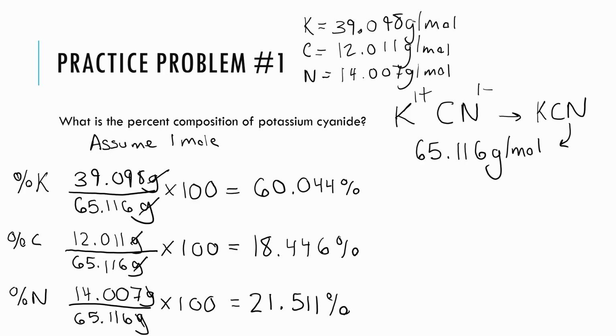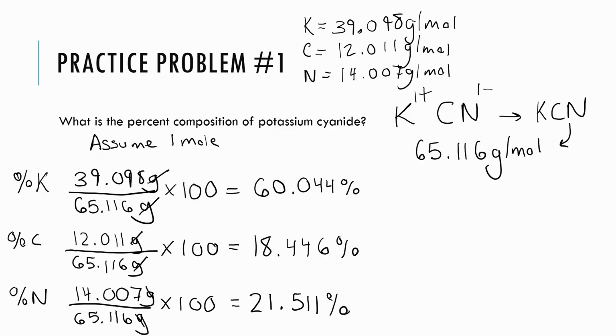As a quick check, you should always add all, in this case we have 3, but you should add all 2, 3, 4, however many you have up together and make sure that they add up to roughly 100%. Now, because of rounding, they could be a little bit over 100. In this case, this one's 100.001, but that is close enough. It is just because of how the rounding was.